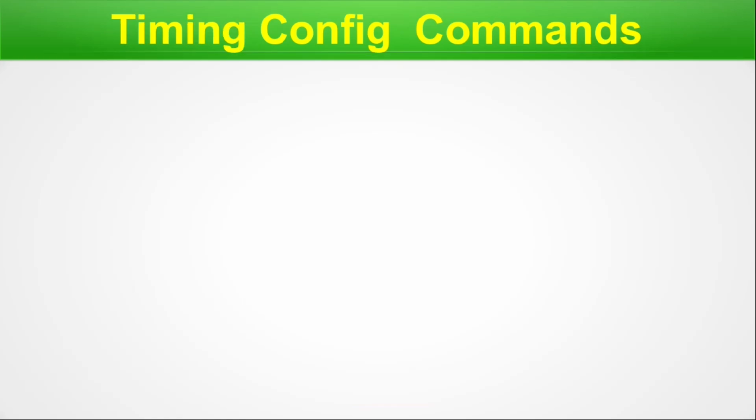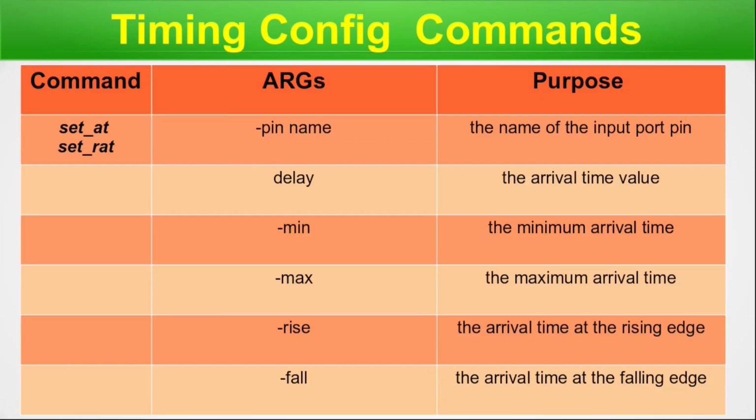Timing config commands. We can configure arrival time and required arrival time with the help of these commands. Where is my mouse pointer? The two commands are there. Set AT, that is set arrival time, and set RAT, which is set required arrival time. Both have the same style of arguments. Both are applicable. Pin name gives the name of the input port pin.